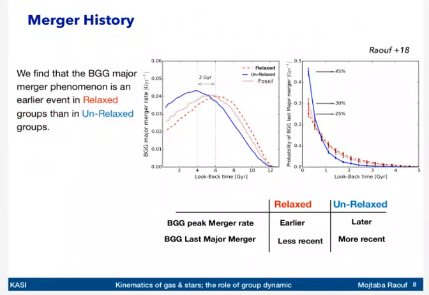Here we investigate the merger history of these two types of galaxy systems in order to understand the merger rate and the time of the major merger of the central galaxies in these two types of systems. You can see there is a difference in the peak of the merger rate in the central galaxies of these two different galaxy groups. The peak of the merger rate for the BGG of relaxed systems is earlier compared to the unrelaxed groups by around 2 gigayears.